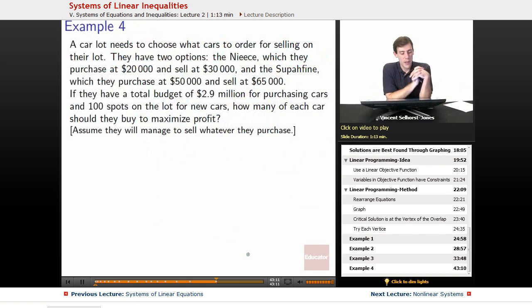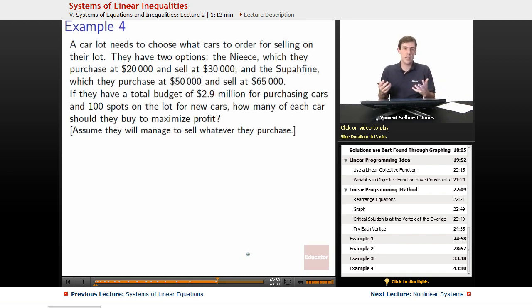Final example. A car lot needs to choose what cars to order for selling on their lot. They've got two options: the nice, which they purchase at $20,000 and sell at $30,000, and the superfine, which they purchase at $50,000 and sell at $65,000. If they have a total budget of $2.9 million for purchasing cars and 100 spots on the lot for new cars, how many of each car should they buy to maximize profit? Assume that they manage to sell whatever they purchase.